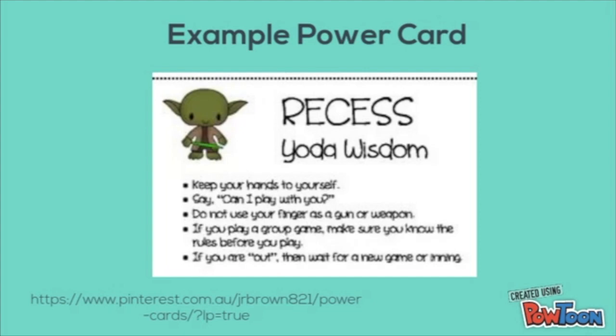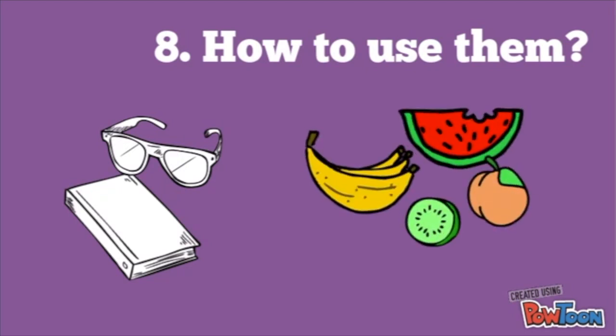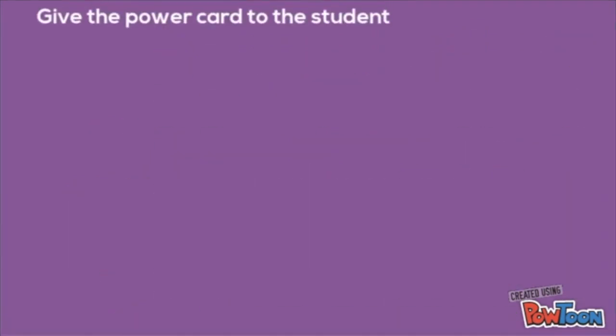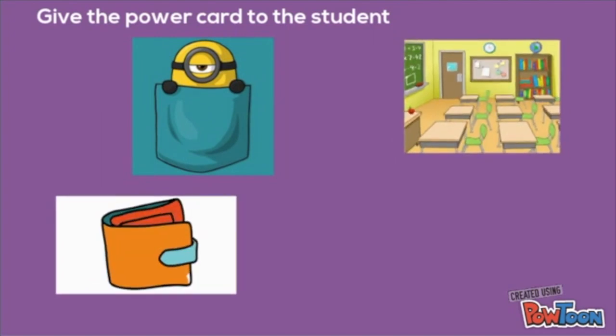So now you've created the script and power card, how do we implement? Read the scenario and power card to the student on a regular basis. When and how often will vary greatly depending on the student, their comprehension and processing time. But if the problem happens at a particular time, it's a good idea to go over it right before. For example, if the intervention is for a behaviour that occurs at fruit break, go over it just before fruit break. Give the student the power card to keep or have it available for them to use whenever the scenario may arise. It might be kept in their pocket, wallet, in the classroom, or on their desk.